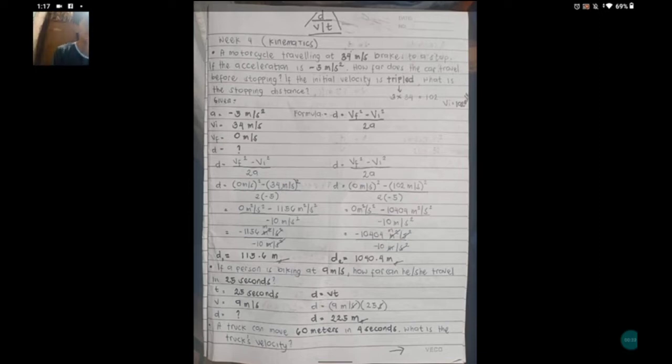Ibig sabihin ay, ang kinematics ay nakapatukoy sa movement o motion ng isang bagay o pwede din na tao from the initial place that they are to the place that they stop. So, dito meron tayong mga example na pwede kong maituro sa inyo para matutunan nyo kung paano nga ba mag-solve ng kinematics.